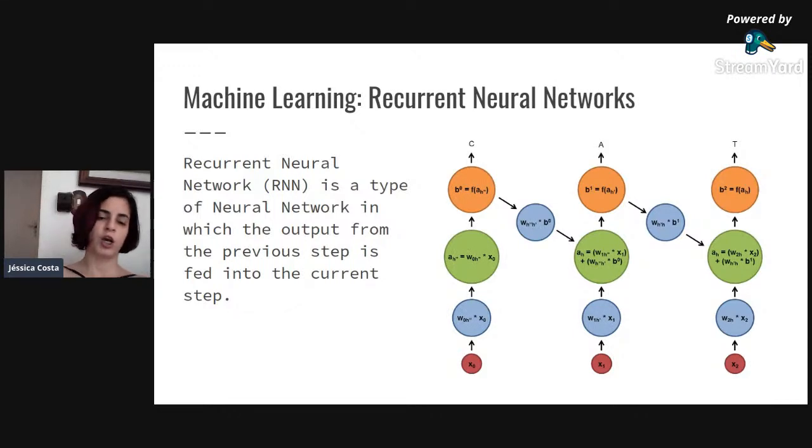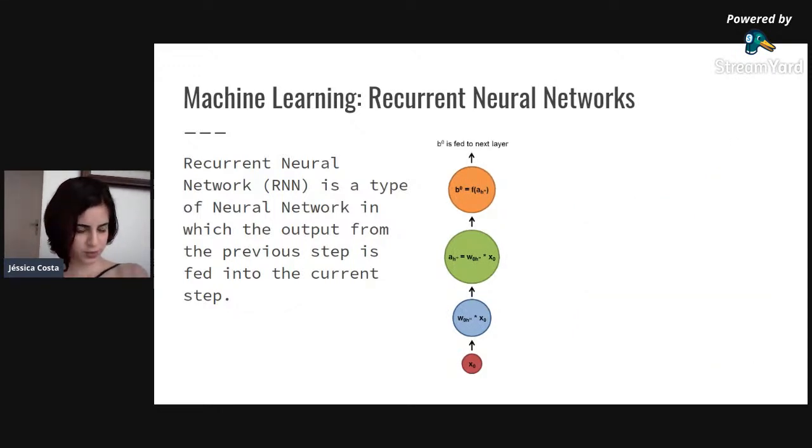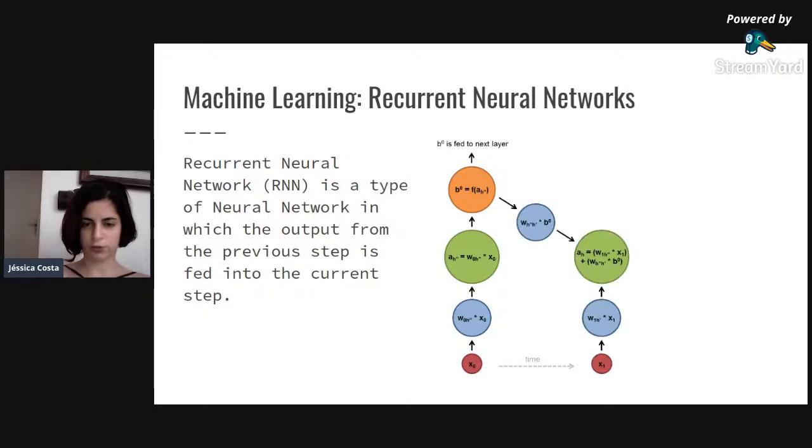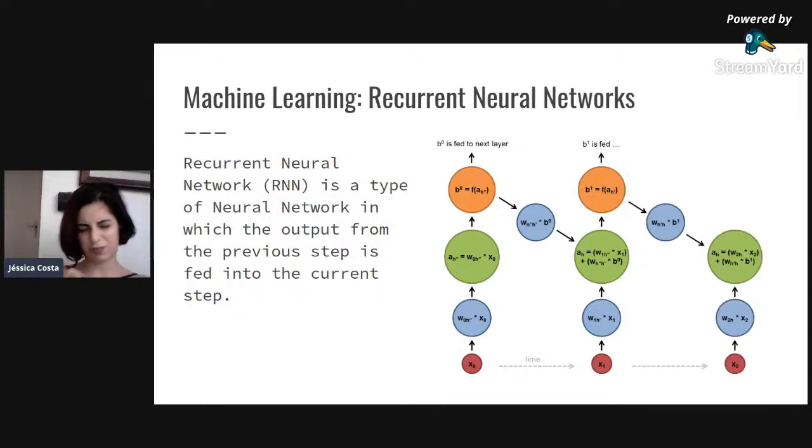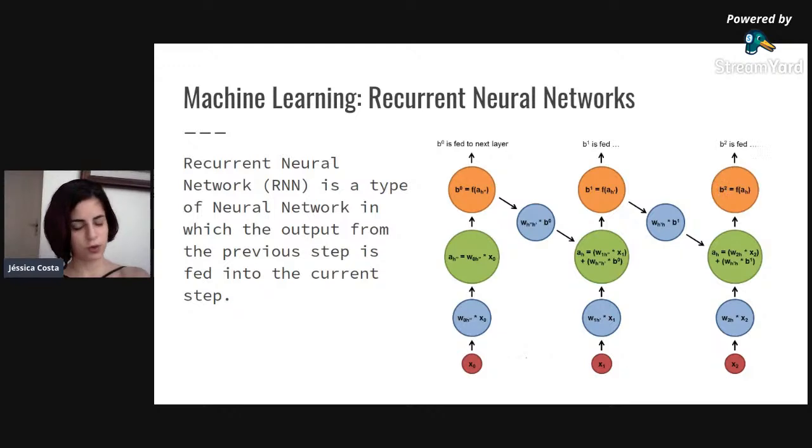In another talk we can discuss the vanishing gradient problem. The vanishing gradient problem is a problem in recurrent neural networks, but LSTM solves this problem. It's a specific type of recurrent neural network. In another talk, we can discuss this topic. But let's understand this again.